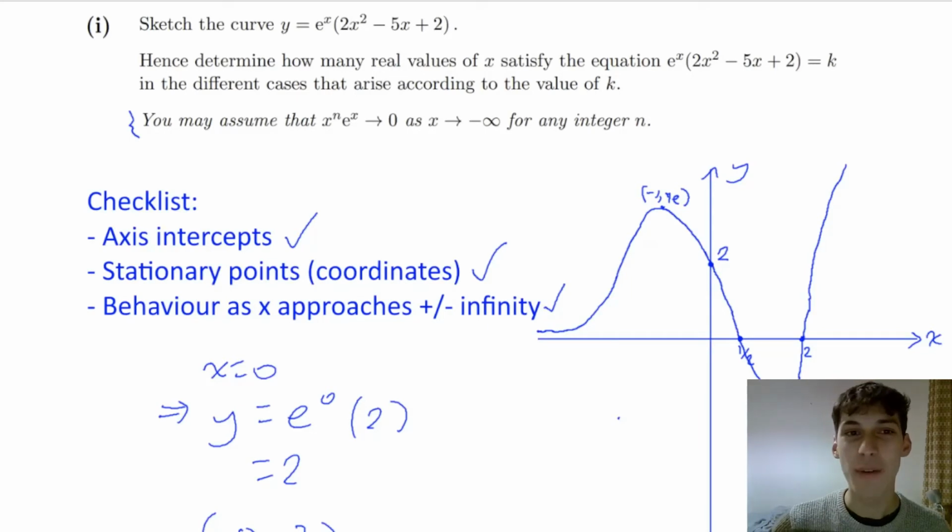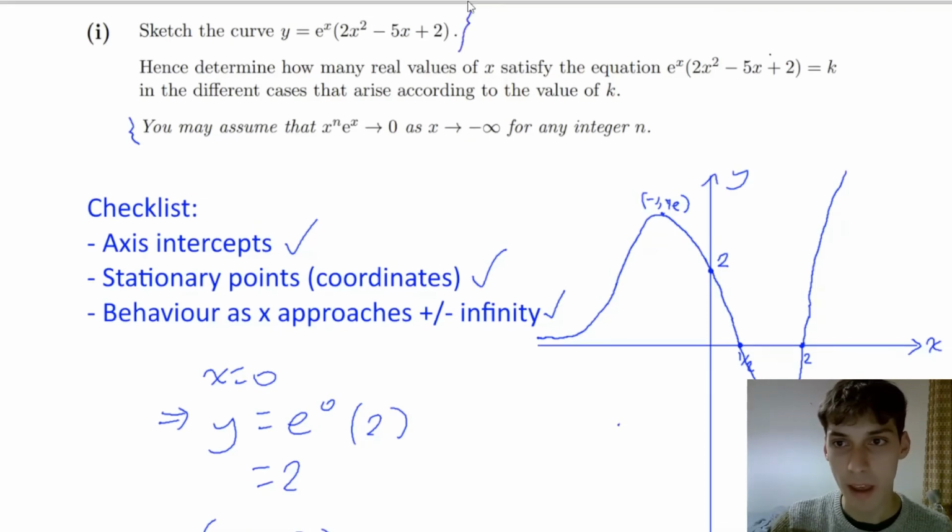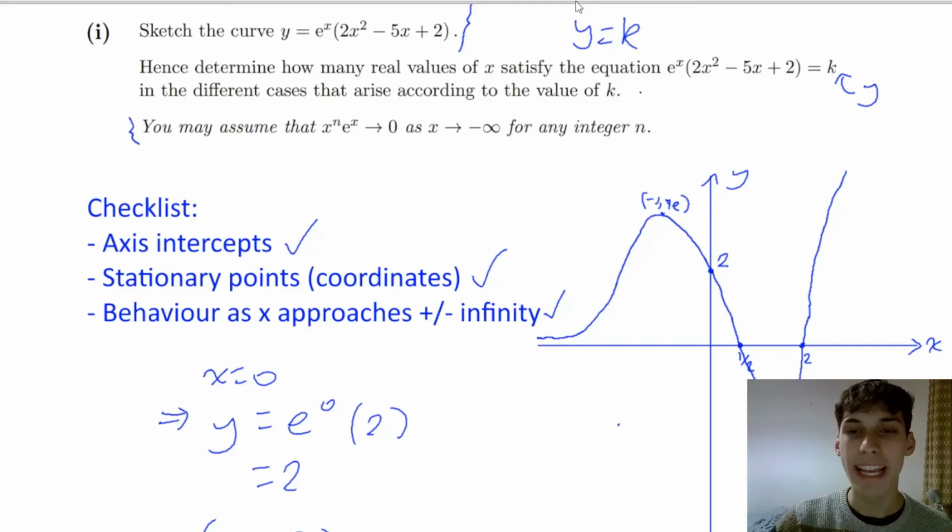So okay, now we get to the beefy bit, I think. So hence determine how many real values of x satisfy this equation equals k. So this is exactly the same as what we had up here, but with a y instead of the k, in the different cases that arise for the value of k. So I think it's worth thinking of how we can visualise this. So we're effectively setting our curve here equal to y is equal to k. So we're seeing how many intersections there are between these two curves.